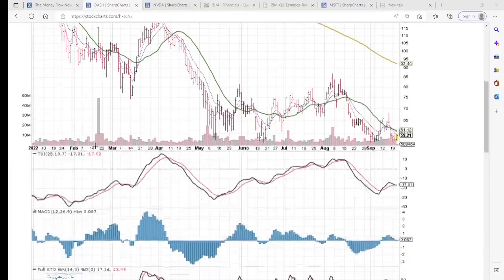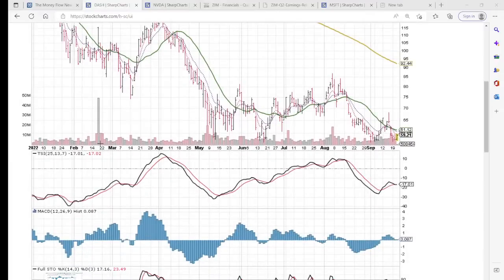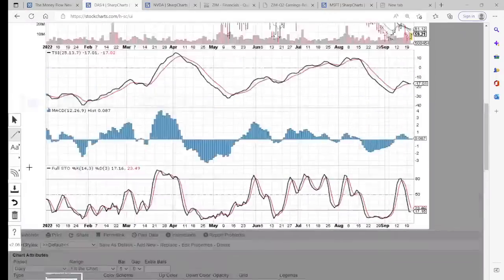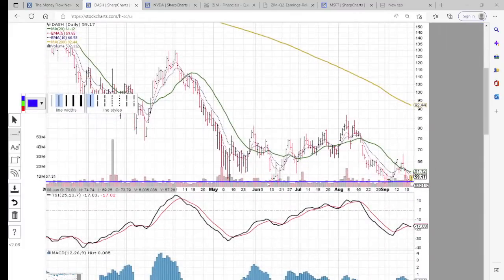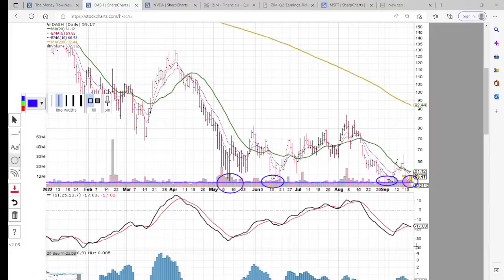What we're looking at here is Dash. A lot of these charts look very similar. We got a shadow on this. If you note, this is classic resistance, right? If you're looking for chart examples of support and resistance, look at this. It stops, stops, stops, stops. Pretty wild, right?